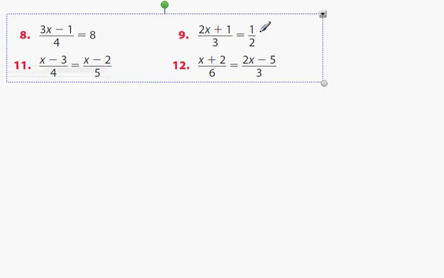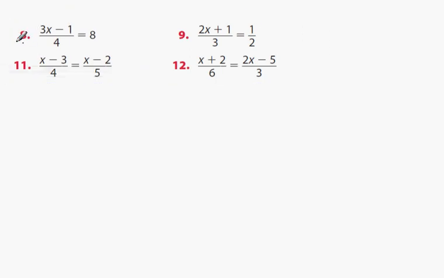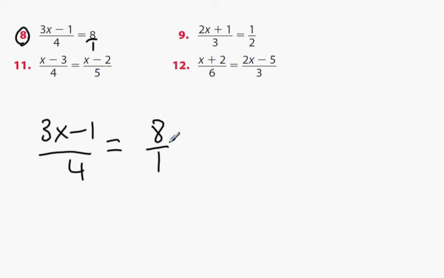Okay, we'll start off with question 8. Question 8 means (3x minus 1) over 4 equals 8. Now you have to remember 8 is actually over the number 1. (3x minus 1) over 4 equals 8 over 1. Now there's something that's called cross multiplication. Okay, I'm going to show you what that means.